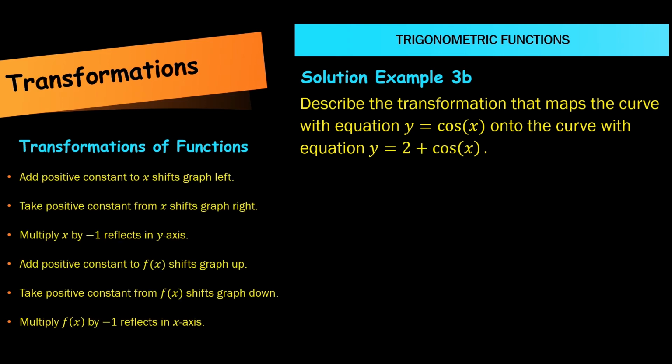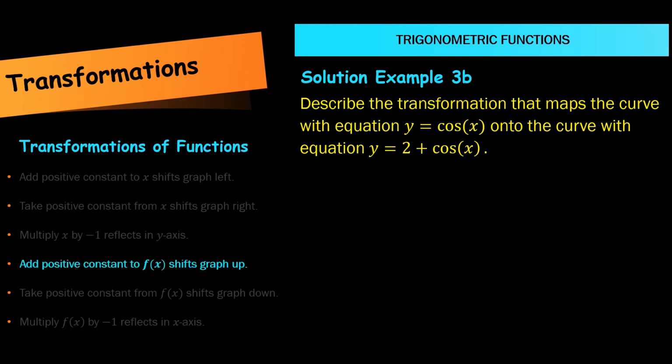What about example 3b? Describe the transformation that maps the curve with equation y equals cos x onto the curve with equation y equals 2 plus cos x. Clearly here we've added a positive constant to the function, so this is going to shift the graph upwards. So the function y equals 2 plus cos x has shifted up by 2.